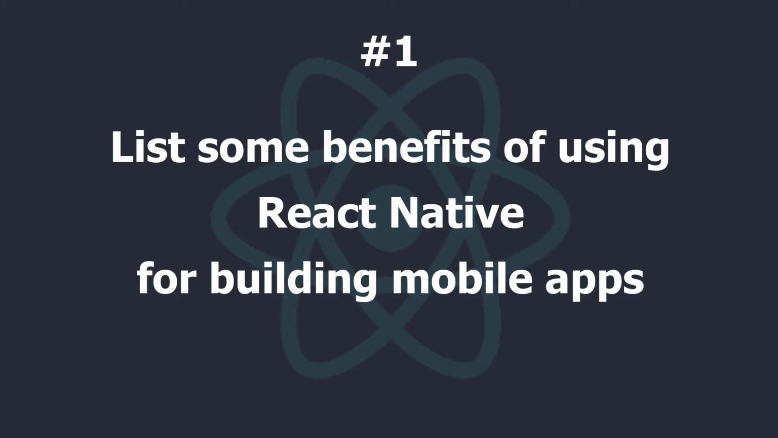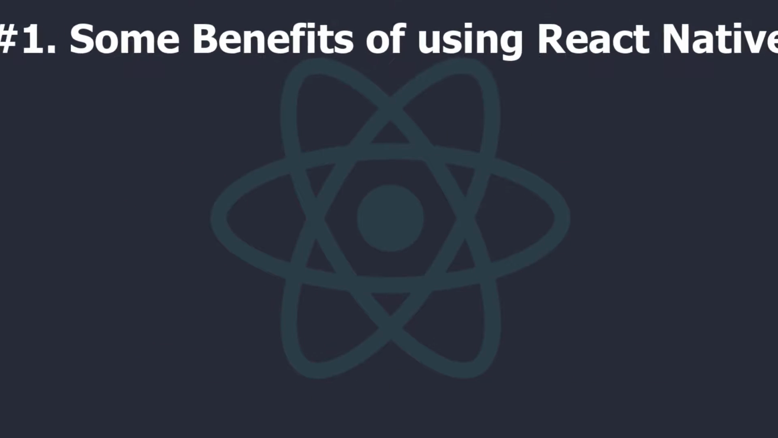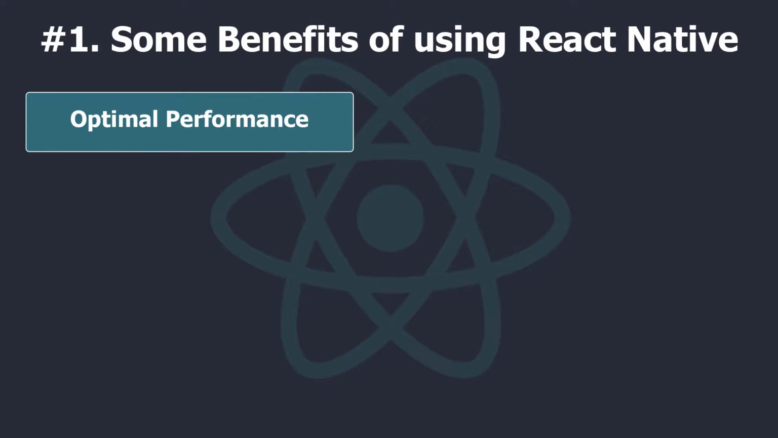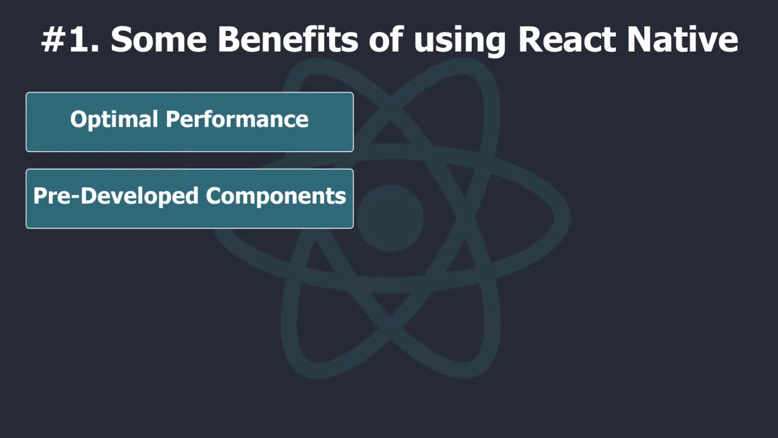List some benefits of using React Native for building mobile apps. Some benefits of React Native are known for optimal performance. React Native is a real asset when it comes to improving performance through native control and modules. Can reuse the code and pre-developed components. One of the biggest benefits that you can gain from React Native is the advantage of code reusability.